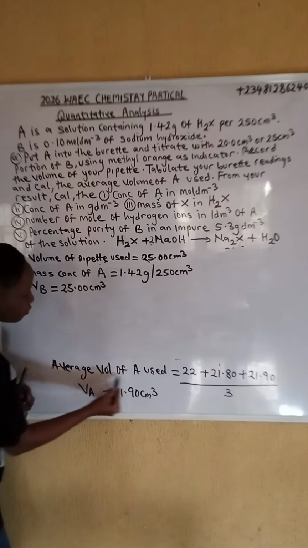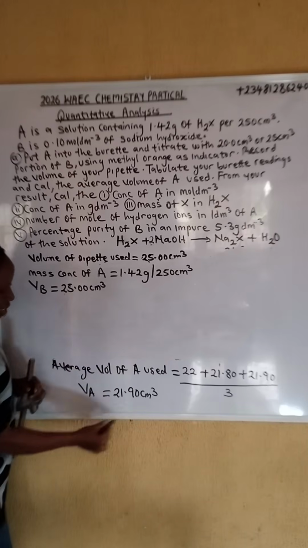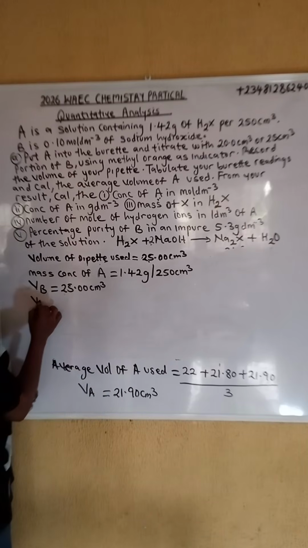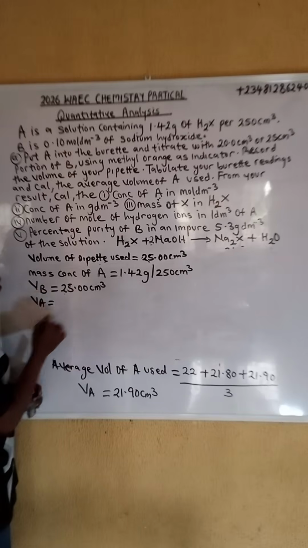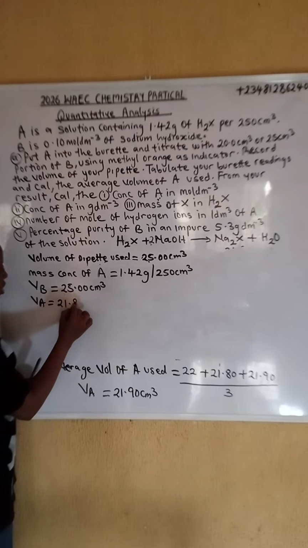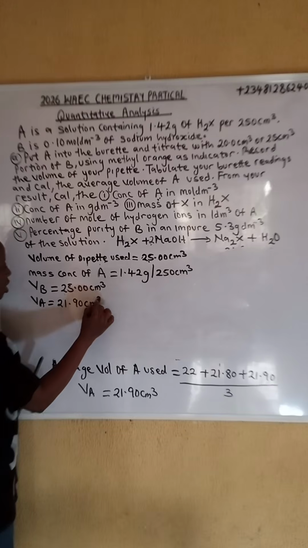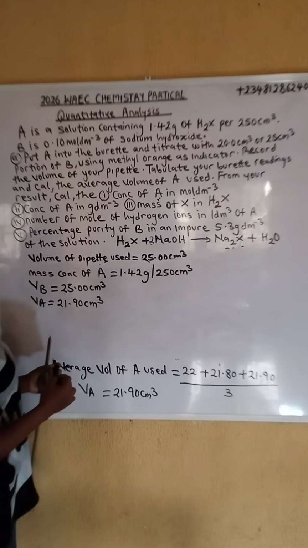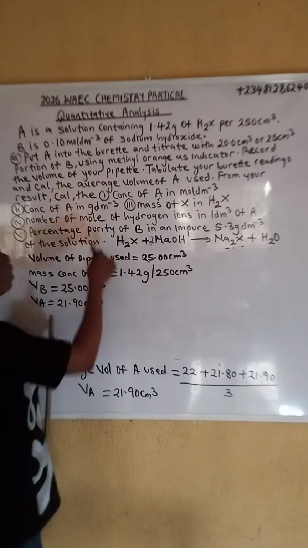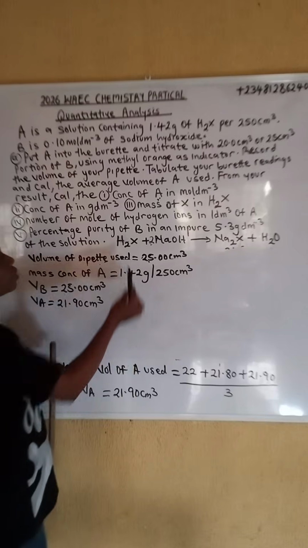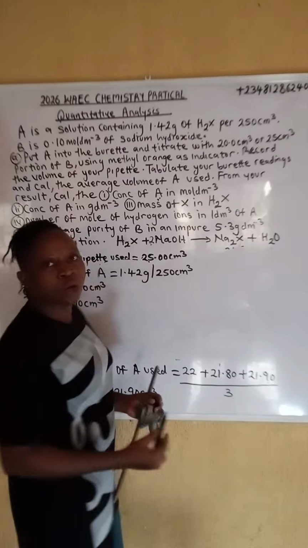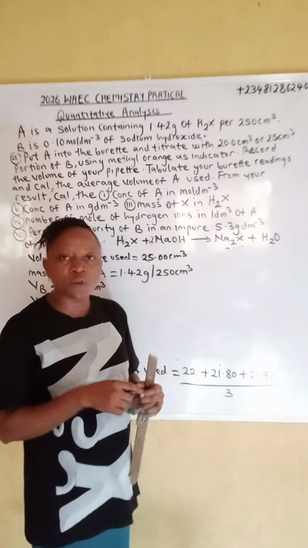Now we have gotten the volume of acid. That is VA. So let me write it. VA equal to 21.90 centimeter cube. Now let's proceed. Is there any other value? No. Now from this equation of the reaction, we can get the number of mole of acid.